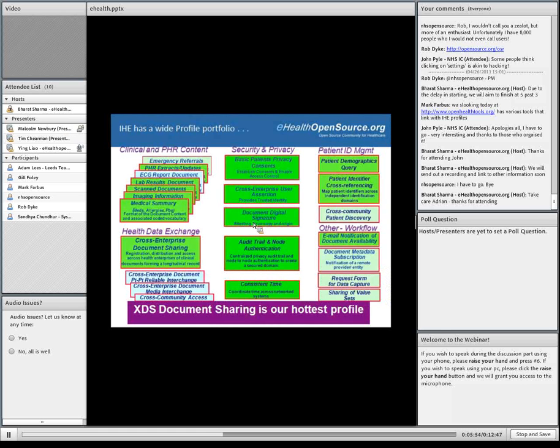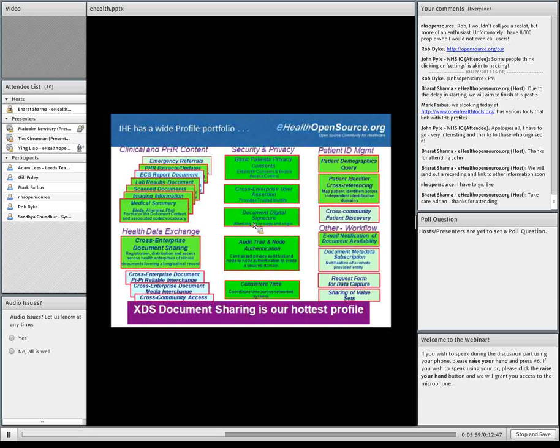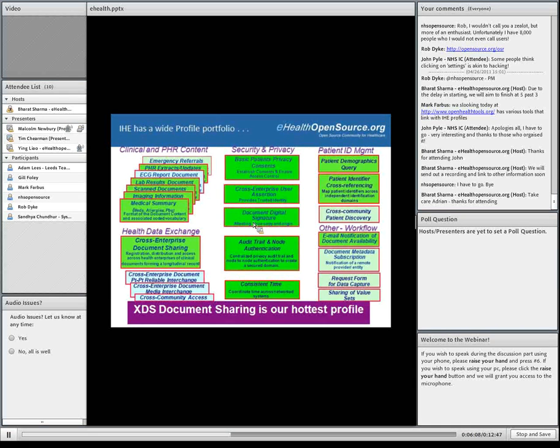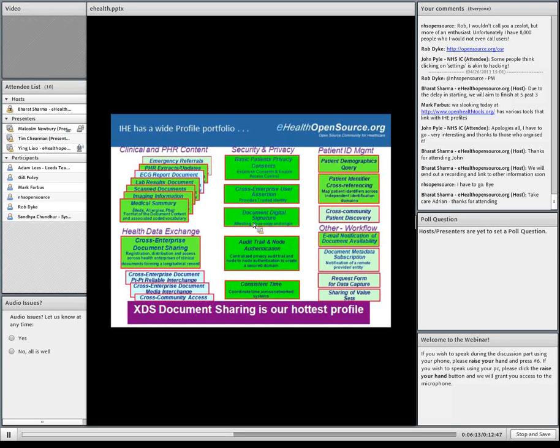XDS is our most popular standard at the moment. It stands for Cross-Enterprise Document Sharing. It calls up HL7 CDA and uses PDF and scanned documents as well. But basically, it provides a kind of a search engine registry for people to register documents and to search for particular documents as well. And all the documents are identified with the patient identity for clinical safety.